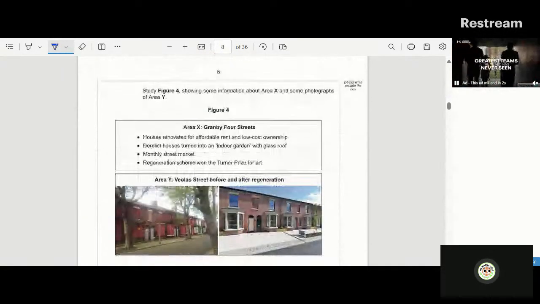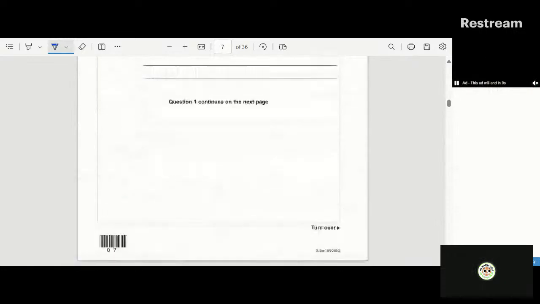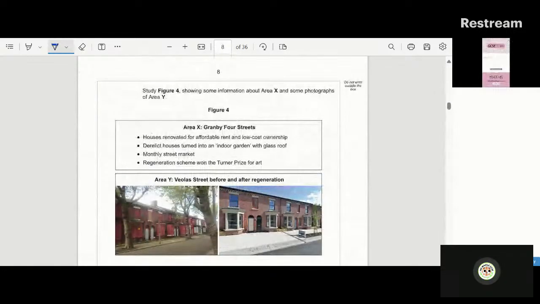We're now moving on to the next part. So imagine this is still question 1 and it's 8 pages long. This is mainly for AQA.